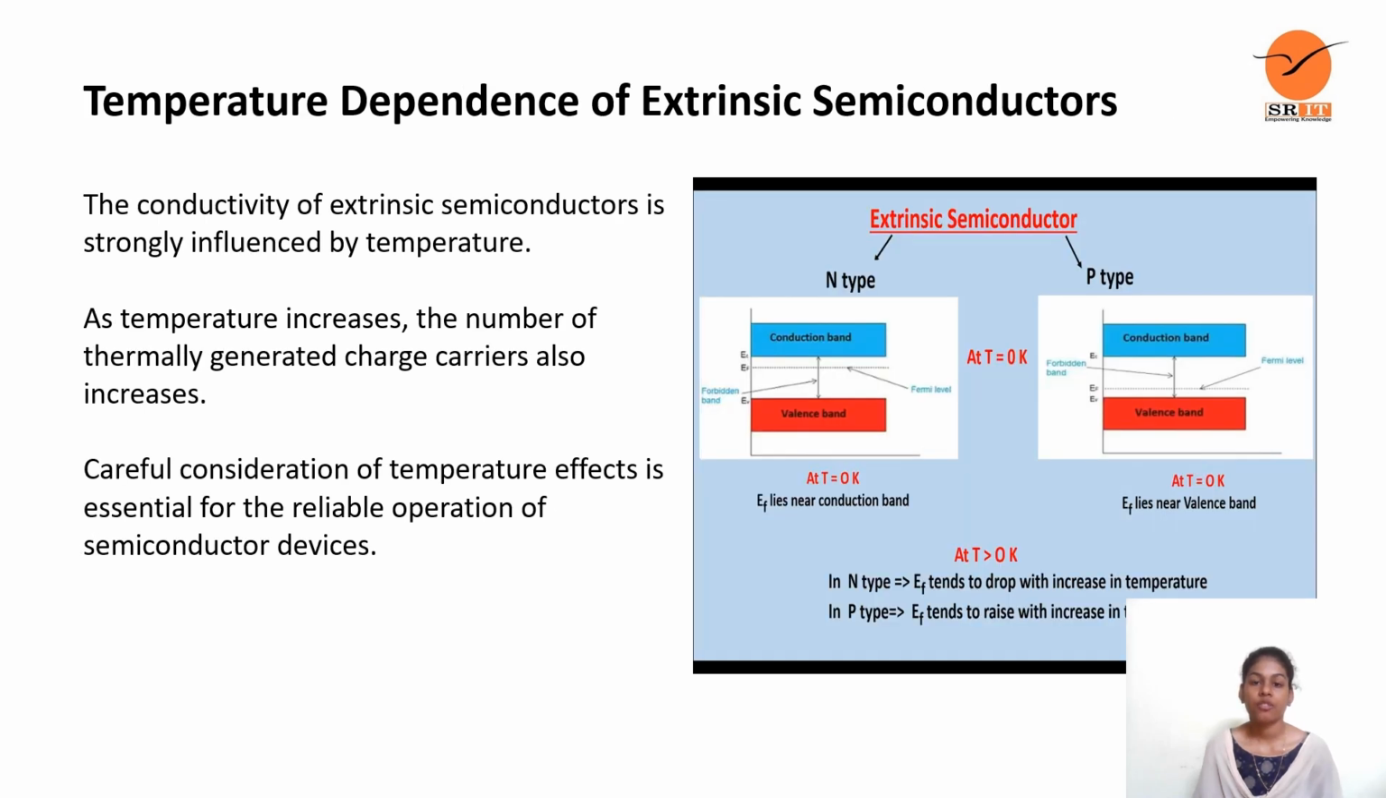Temperature dependence of extrinsic semiconductors. The conductivity of extrinsic semiconductors is strongly influenced by temperature. As temperature increases, the number of thermally generated charge carriers also increases. Careful consideration of temperature effects is essential for the reliable operation of semiconductor devices. And this is the photo of extrinsic semiconductors and temperature dependence. This is the n-type and this is the p-type.